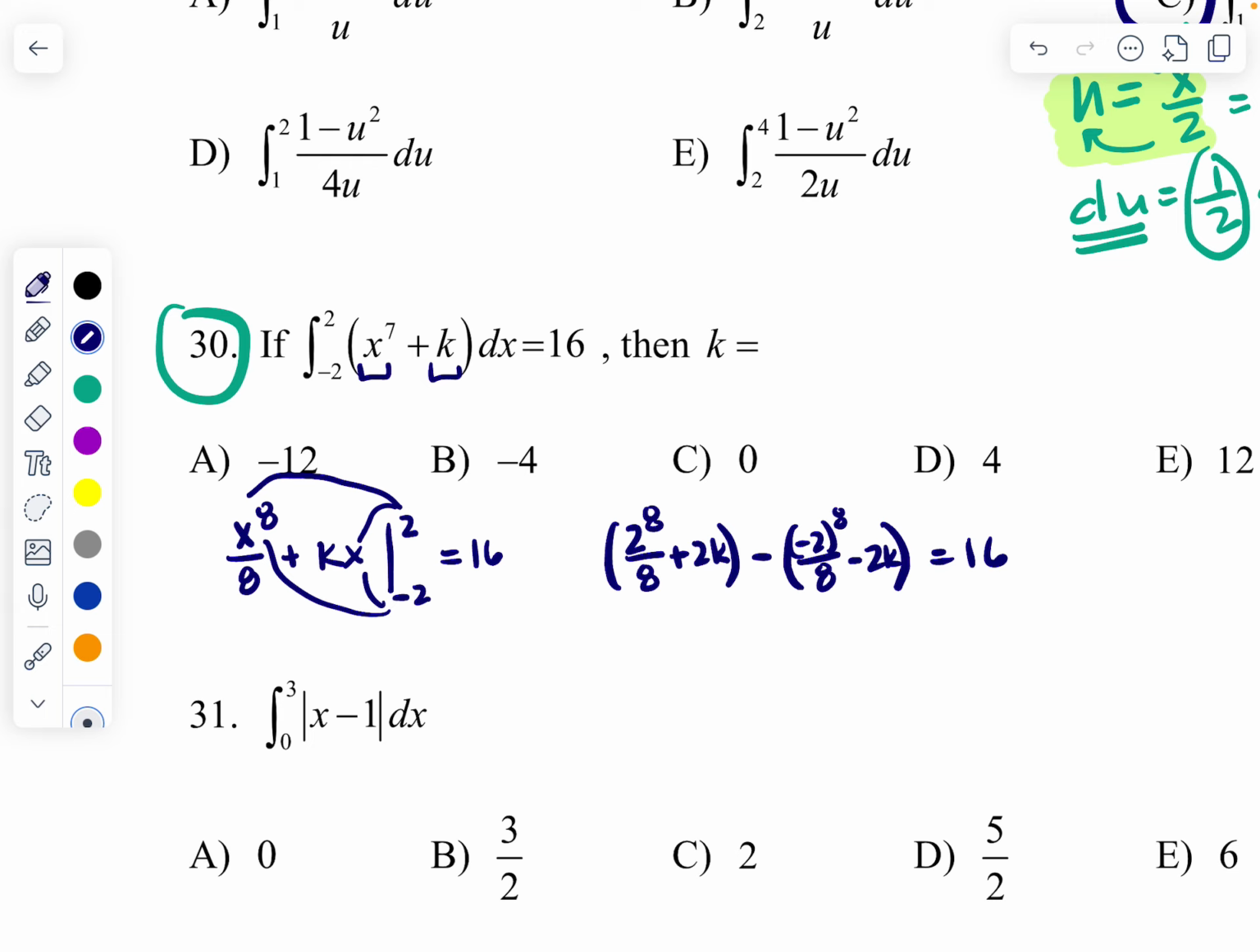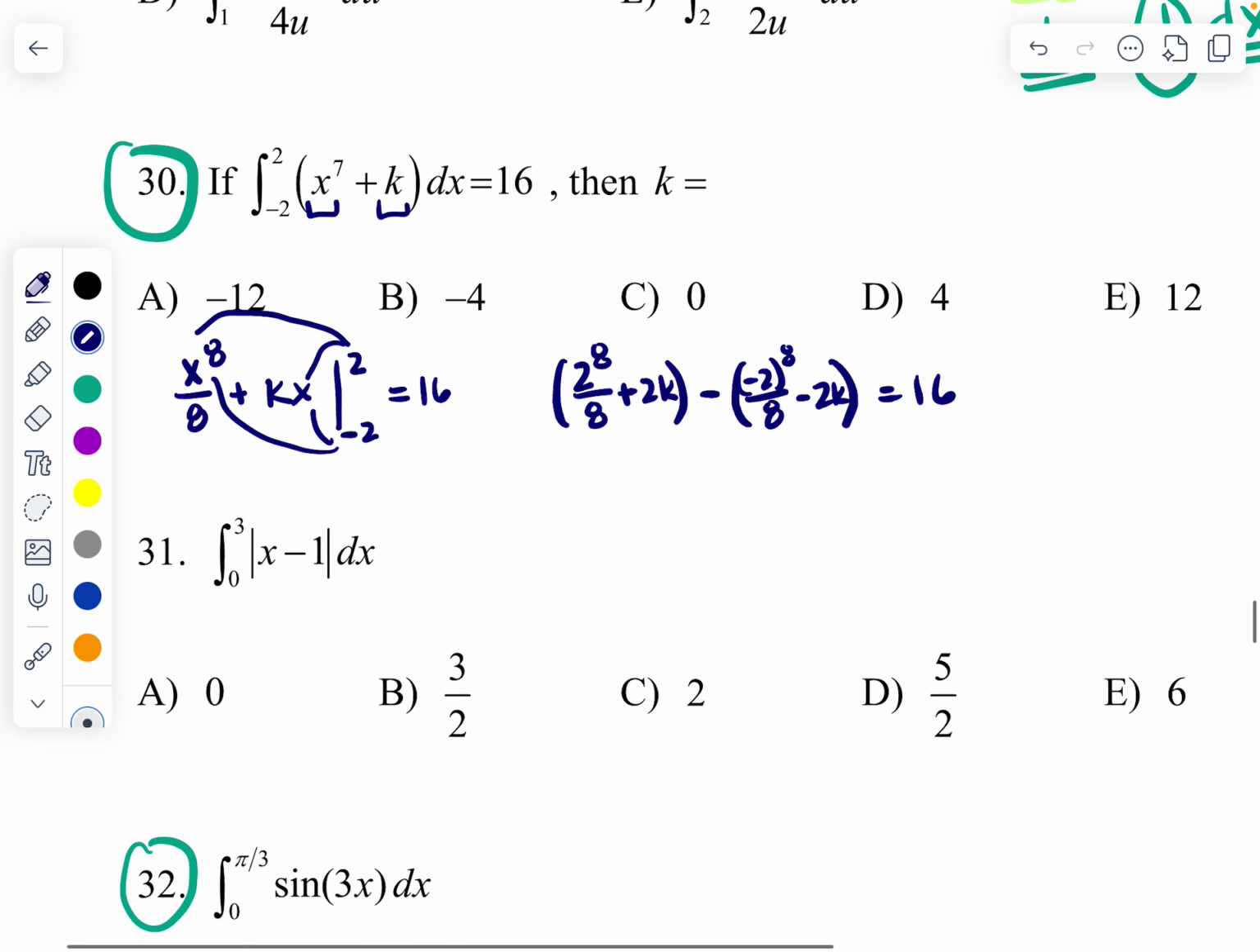Now look, you might be going, are you kidding me? I don't know what 2 to the 8 is. Well, I don't either. So let's just go ahead and work with it. So I'm going to get rid of all these negative signs. Okay, we'll distribute this negative sign through.